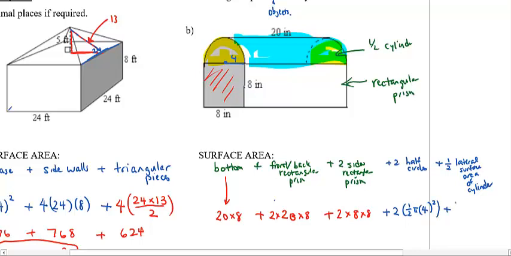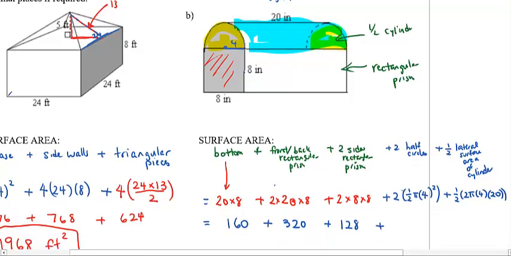And then the lateral surface, that's the 2 pi r h, and the h, of course, is the length, so it's 20. Okay, so this all added together is the surface area. 160, 320, 128. This part here, 2 times a half, that's just 1. 4 squared is 16, so 16 pi. And here, the half times 2 is just 1, so this is 80 pi.